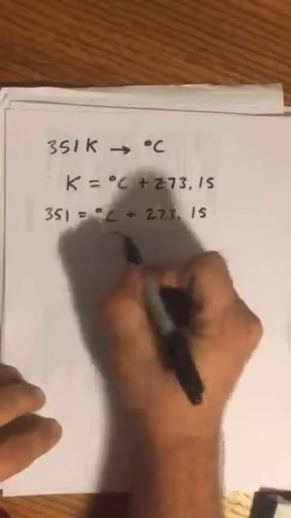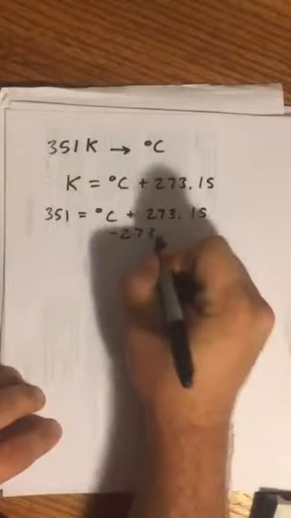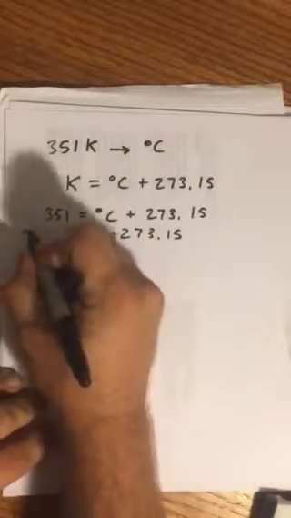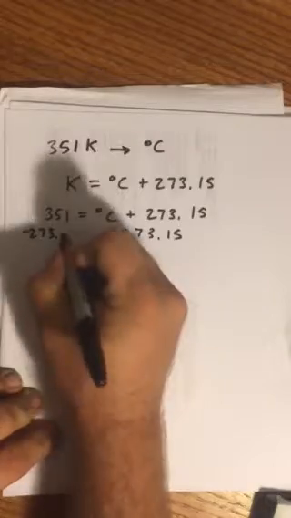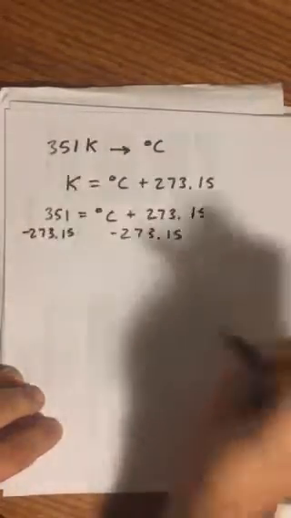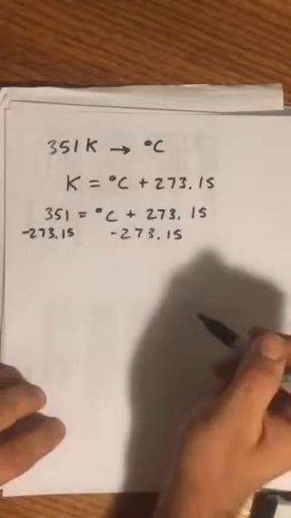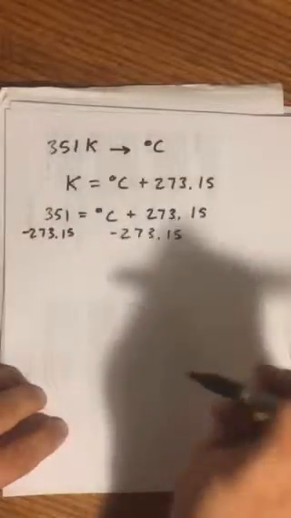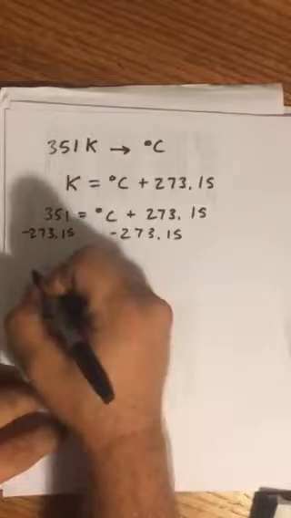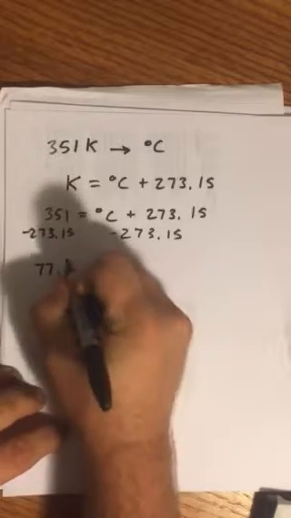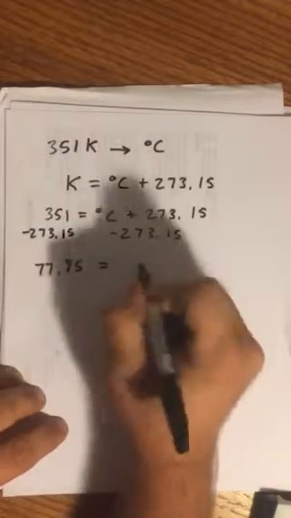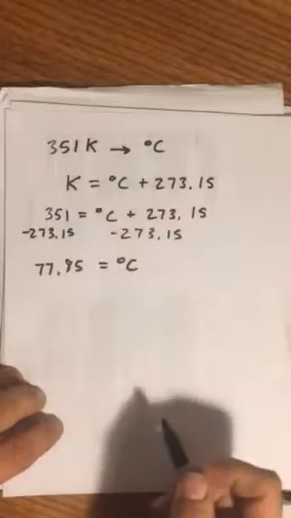So to do that, we're going to subtract 273.15 from each side of the equation. And when we do that, we are going to plug that into our calculators or do that in our heads, and we're going to come up with a measurement of 77.85 is equivalent to our measurement in degrees Celsius.